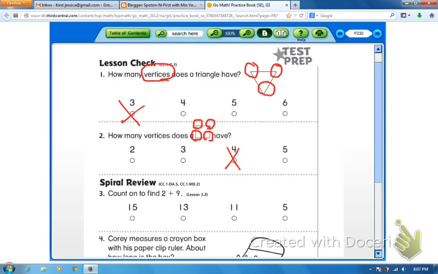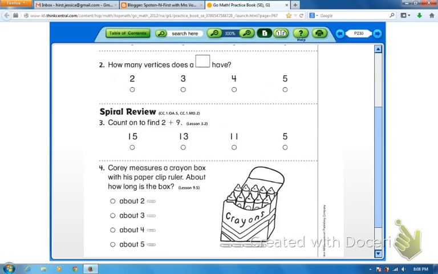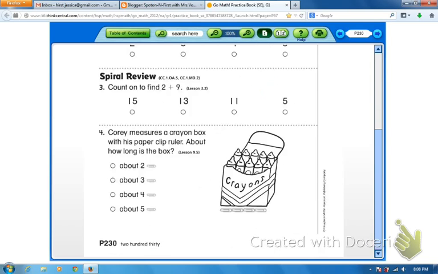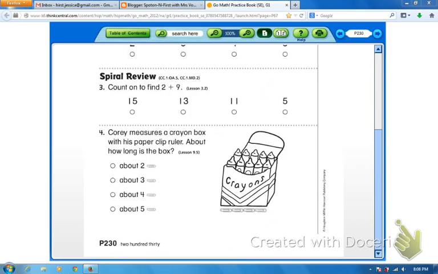Then on the spiral review at the bottom, first one is back all the way from chapter 3, just simple counting on. What is 2 plus 9, 11? And number 4 asks them to use measuring, and they're going to be measuring the paper clips. They've already done the paper clips for your child on the crayon box. We can say the crayon box is about 4 paper clips long.